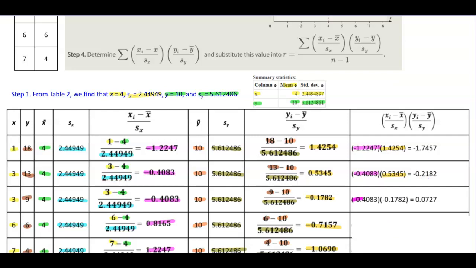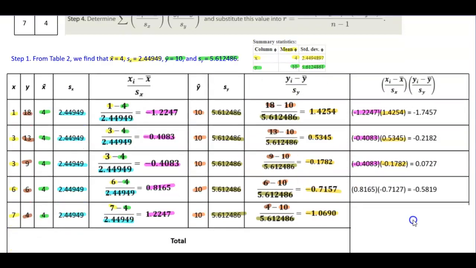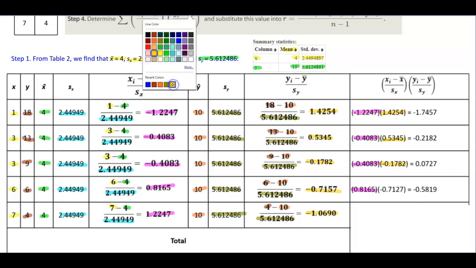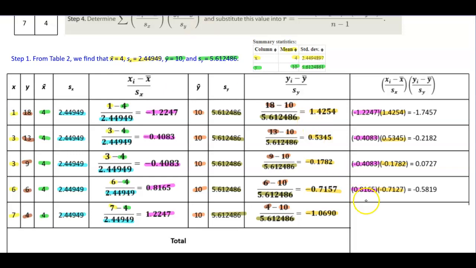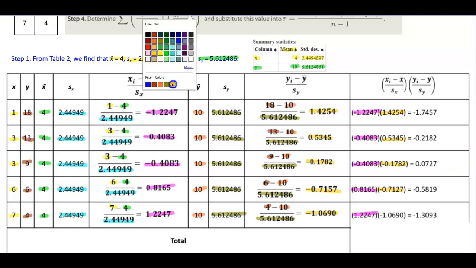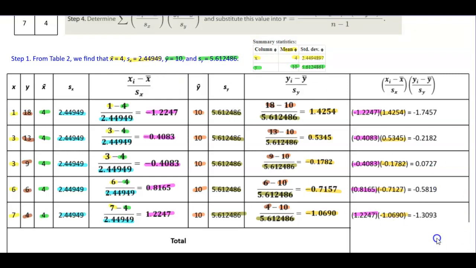Okay, next we're going to take negative 0.4083, multiply it by negative 0.1782 to get 0.0727. Next, we're going to take 0.8165, multiply that by negative 0.7127 to get negative 0.5819. And then the last one, we're going to take 1.2247, and then multiply that by negative 1.0690 to get negative 1.3093.